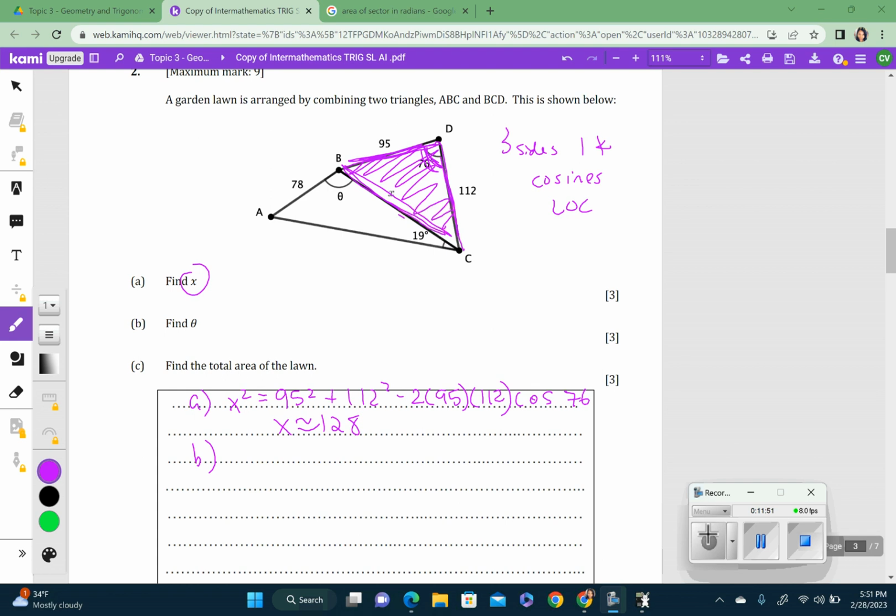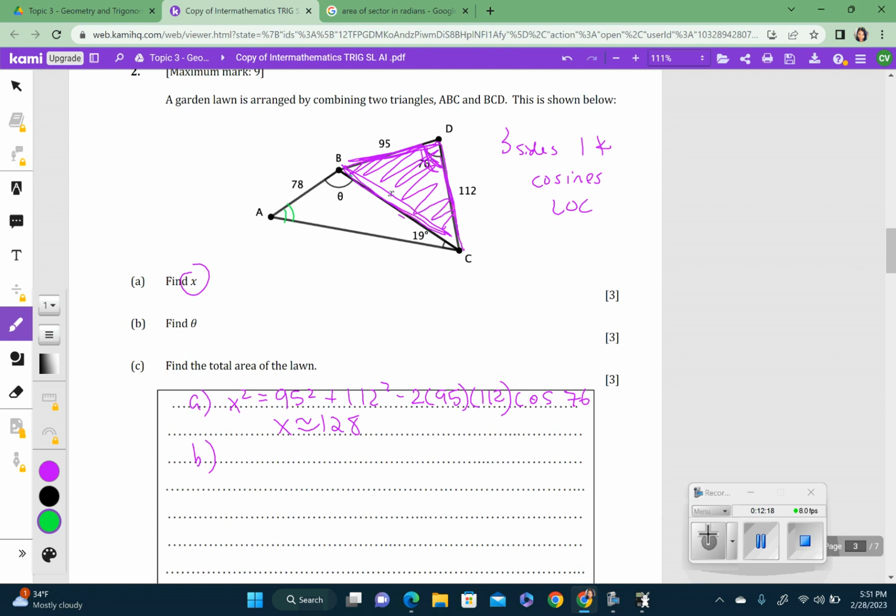So let's see if I can use law of sines. Here's my plan of action. I'm going to go ahead and use law of sines to find out what this angle is. And then once I find that angle, I can subtract because it's a whole triangle, right? All the angles in a triangle add up to 180. So once I figure out what this is, plus 19, and I subtract it from 180, that's going to give me what theta is right there.